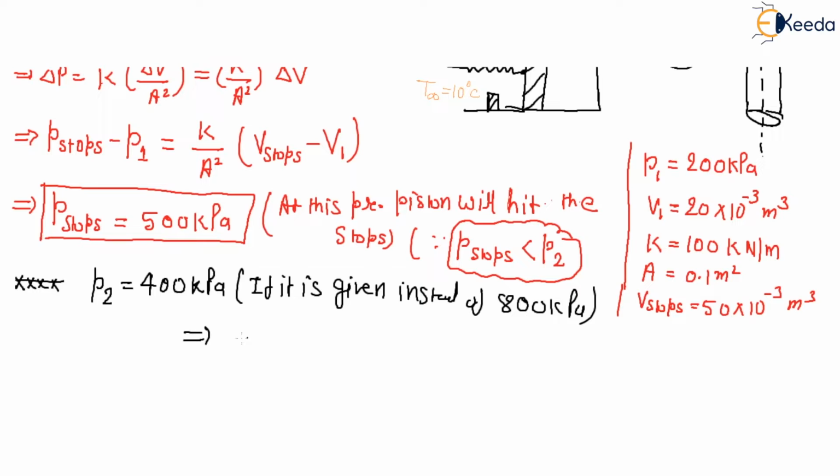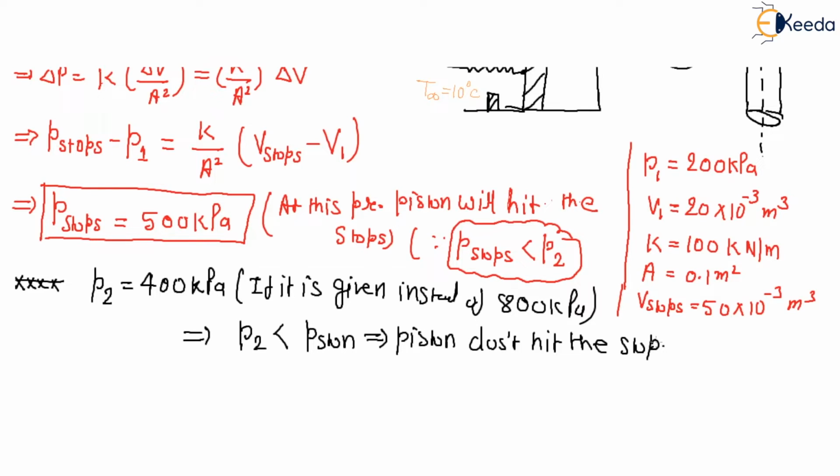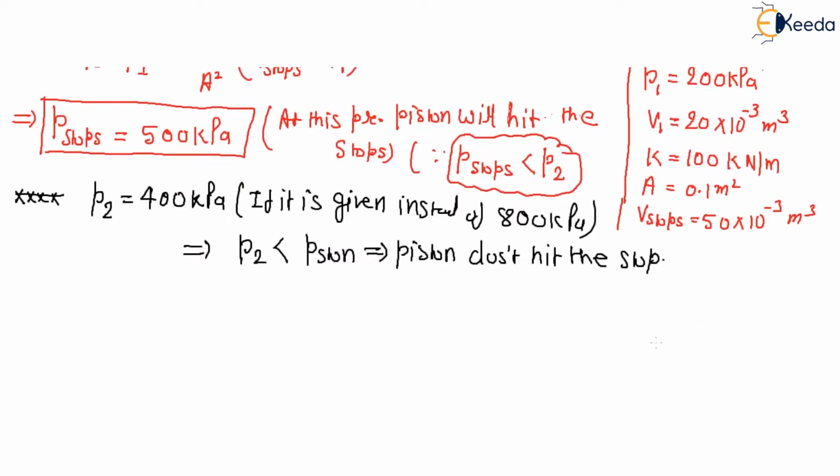So in this case, P2 is less than P stop, so the piston does not hit the stop. So all the calculations differ. The process will be the same, but the internal calculation in between will differ. Why? Because the piston doesn't hit the stop. Now when air is supplied again, the pressure will build up. So the step is like that.